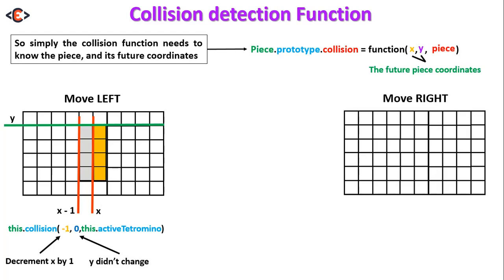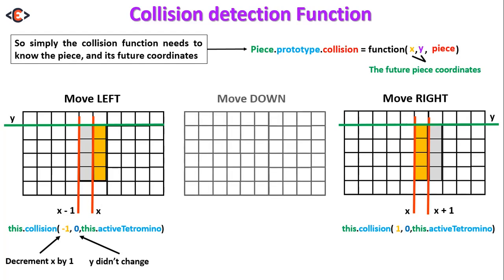Let's now go and see the example for when we move the piece right. So here is our piece. If we move it right, it will be in this place. Again, for the y position, it won't change. So here, y equals 0. Now, for the x position, it will be incremented by 1. So here, x equals 1. So here, the collision detection function will get these arguments: 1 for x, 0 for y, and the active tetromino for the piece.